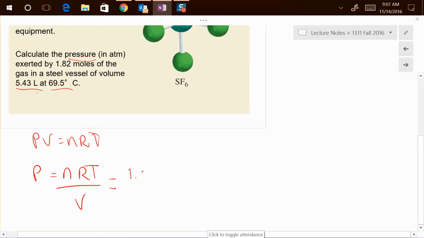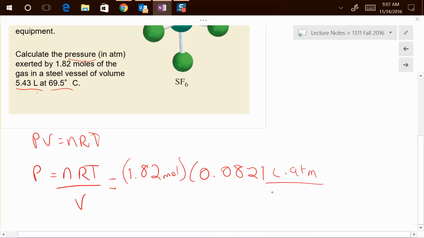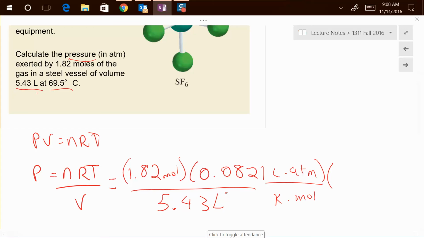They gave me the moles, 1.82 moles. R is 0.0821 liter atmospheres over Kelvin moles. And my temperature, 69.5. I need to convert that to Kelvin. What is my Kelvin temperature here? 69.5 plus 273.